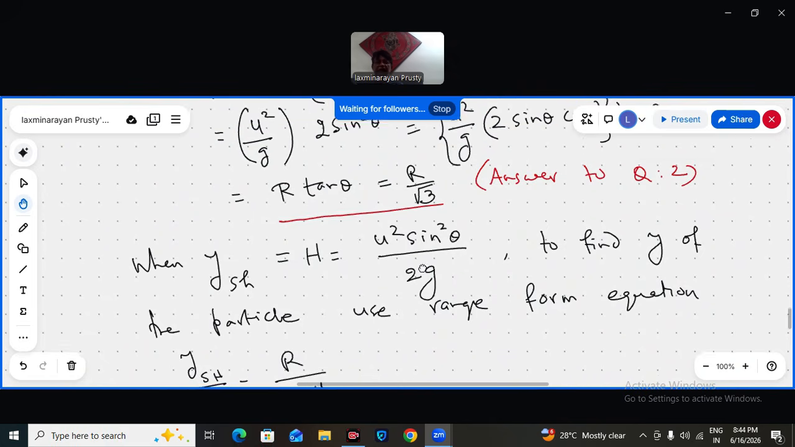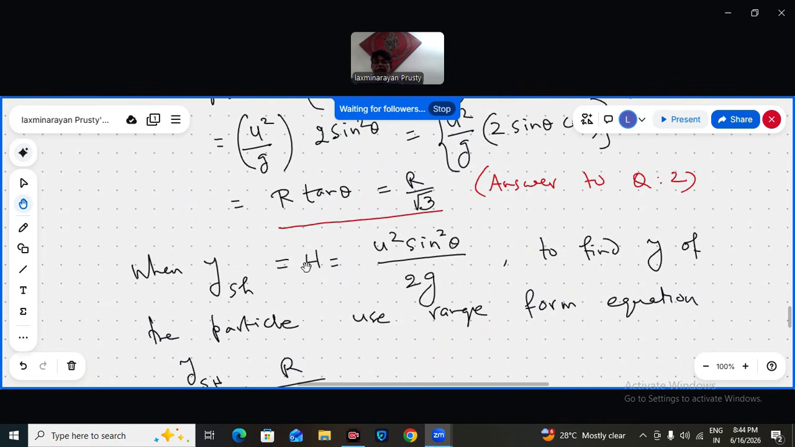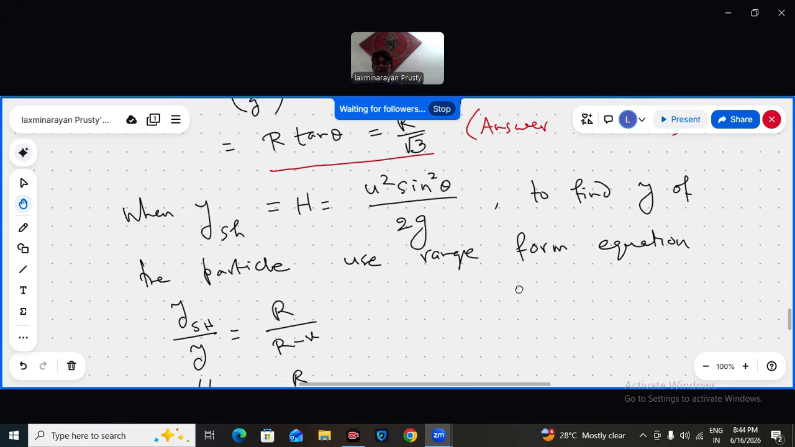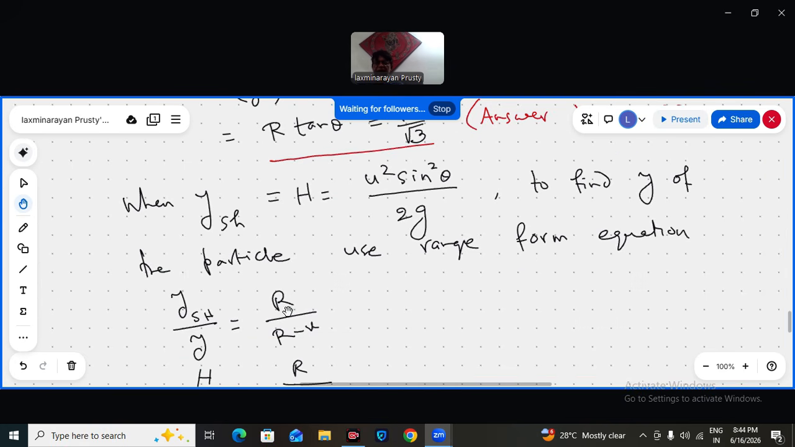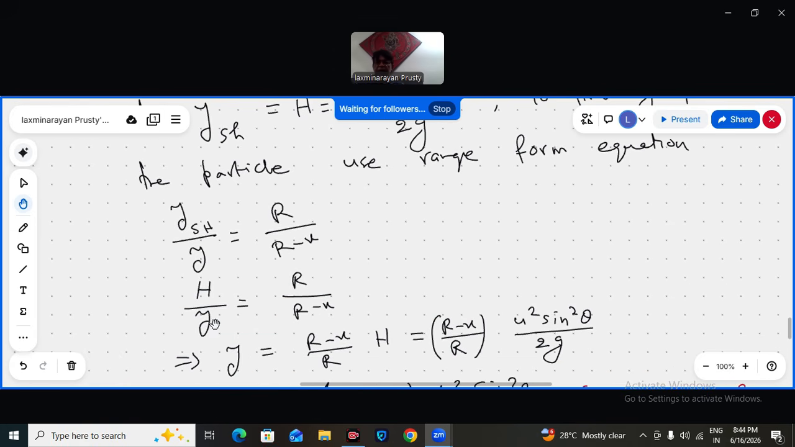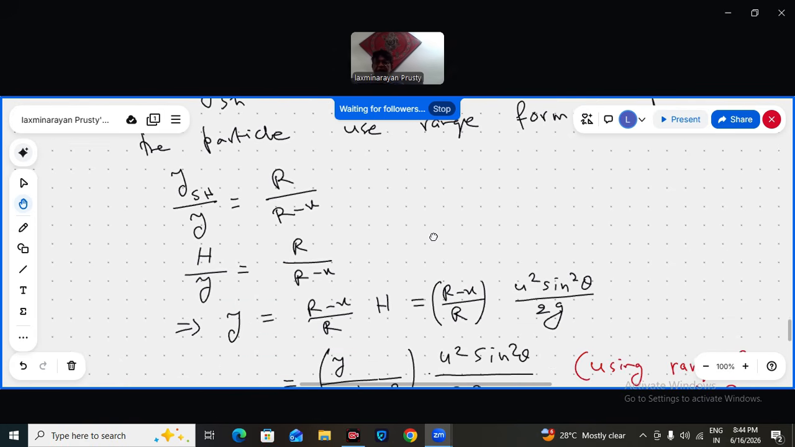What will we see in question number 3? When ysh is the maximum height, that is u square sin square theta by 2g, find the y of the particle. We use the range form equation. Ysh by y is R by R minus x. Just above I wrote that. So H by y is R by R minus x.